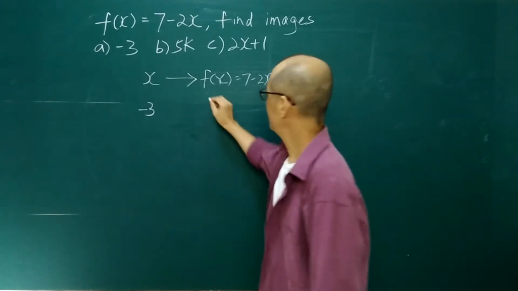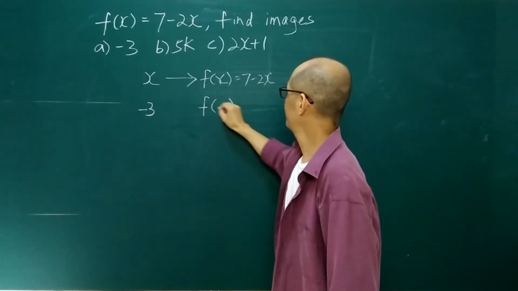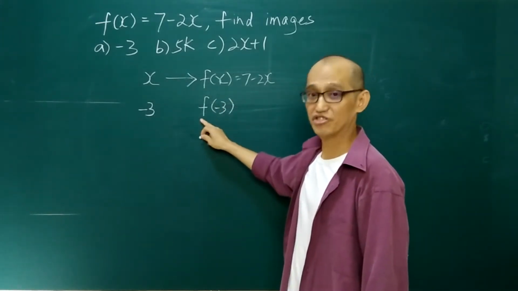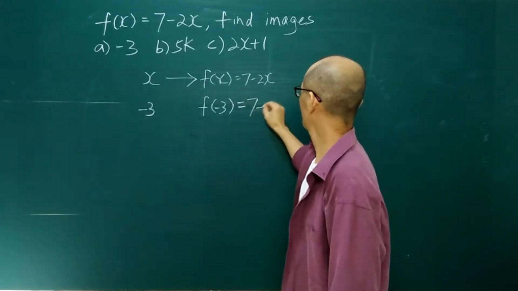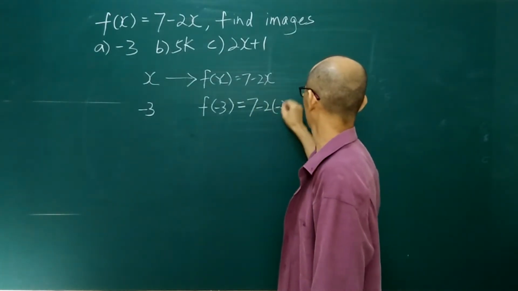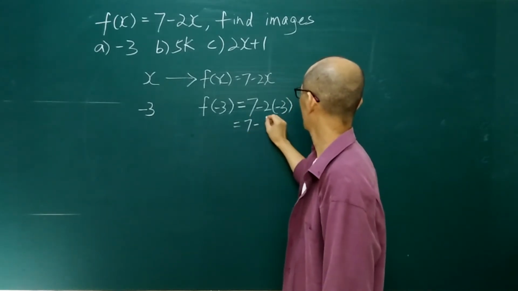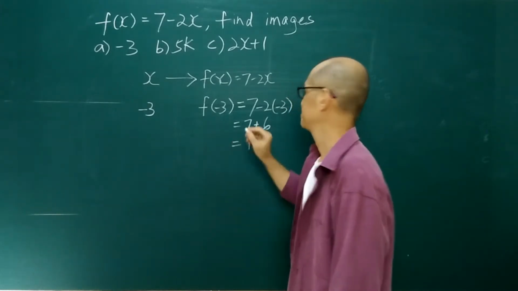So, what we do here, we are going to substitute this -3 here. Right, so this -3 undergoes this function f, and the image equals 13.